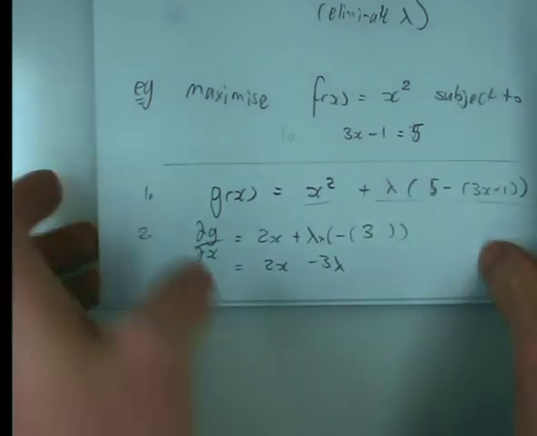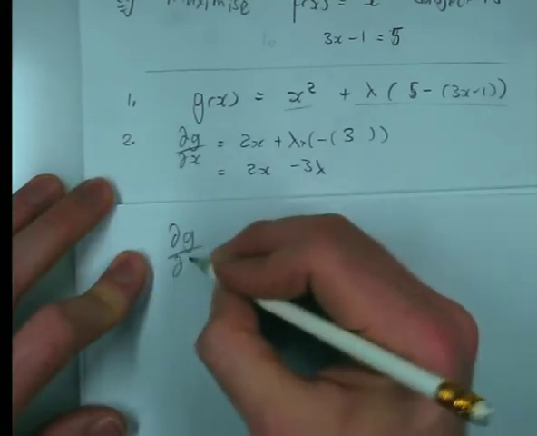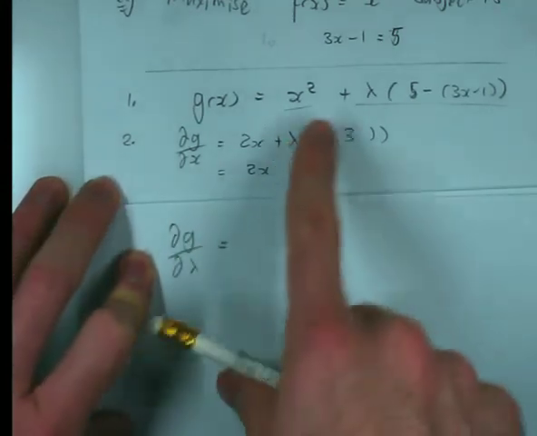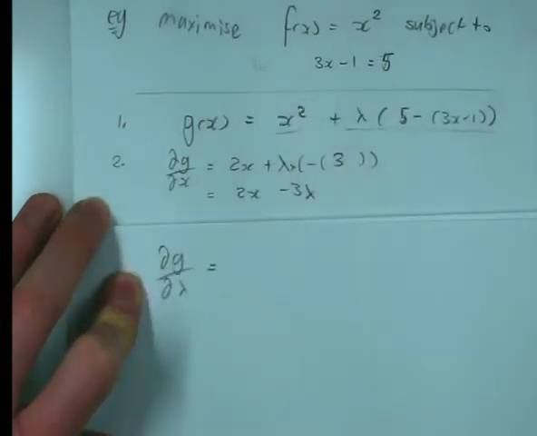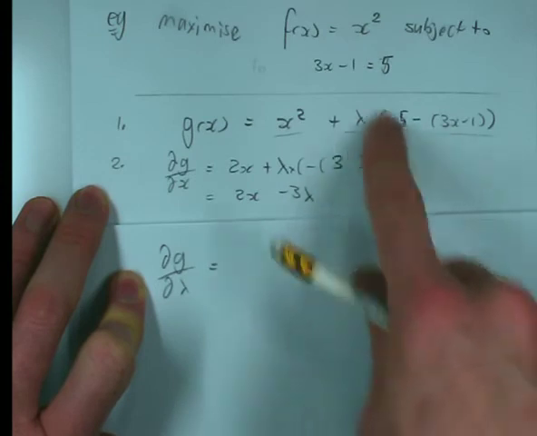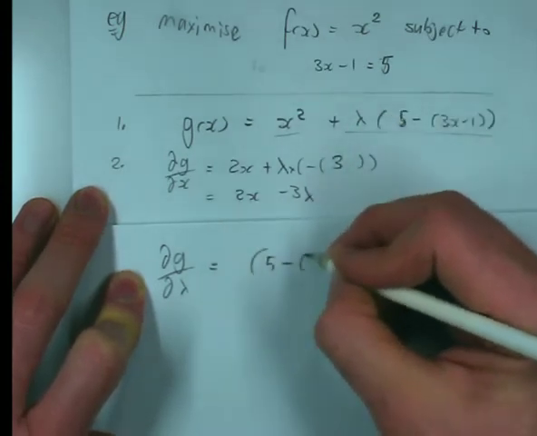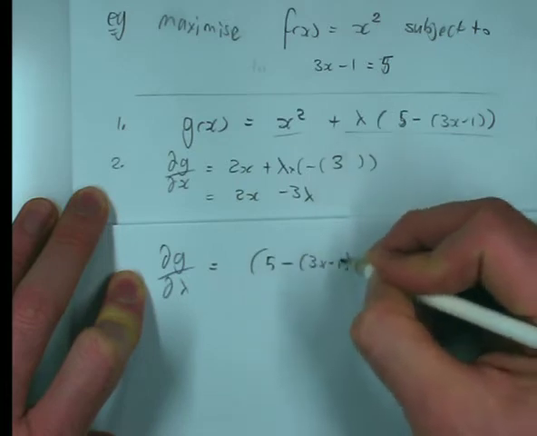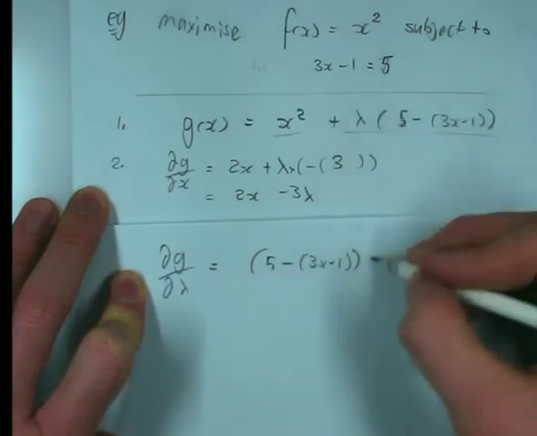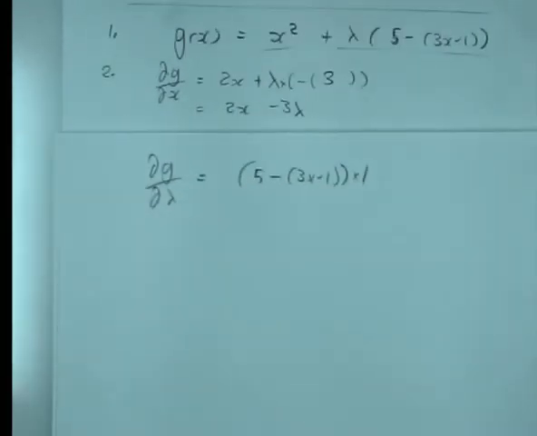So I've got my 2x minus 3 lambda, and I've also got my dg on d lambda. x squared goes away, it doesn't involve lambda. This is a constant, so it will still be there when I differentiate, and the lambda will become a 1.